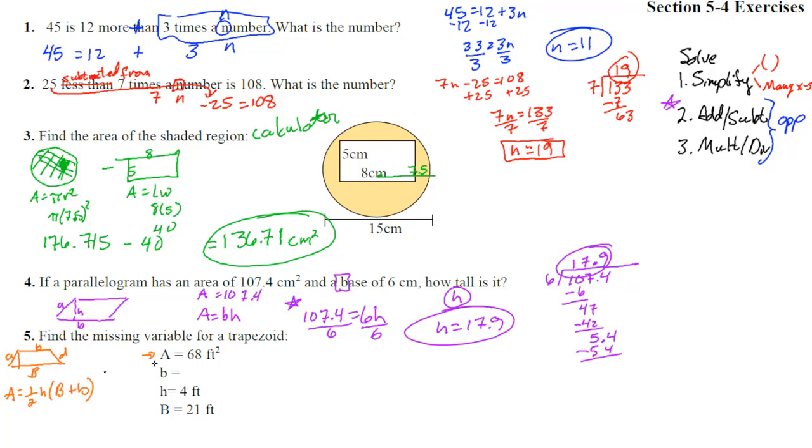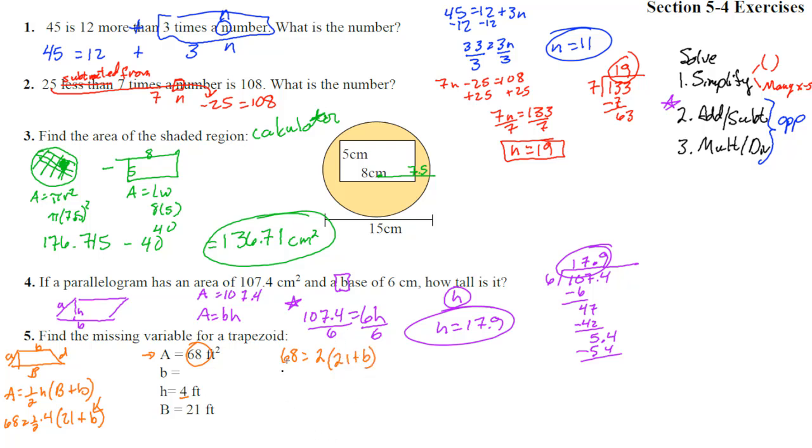So that area is not as obvious on how to do it. Let's go ahead and stick those in. We got 68 for a. So 68 equals 1/2 times h, which is 4, times big B plus a little b. Big B is 21, plus the little b, which we don't know. That's our variable that we're trying to get by itself. So 68 equals 1/2 times 4, that's 2, times 21 plus a little b.